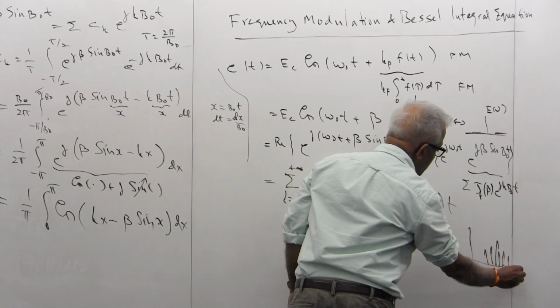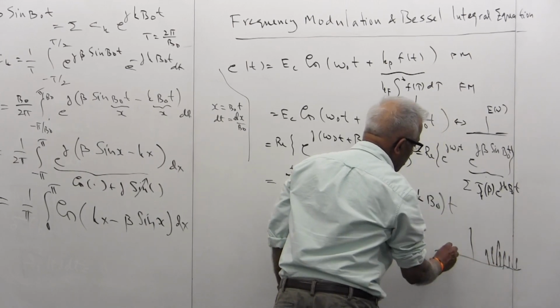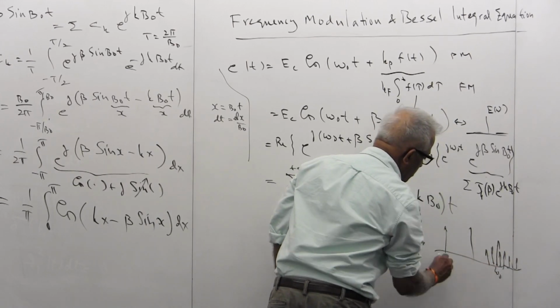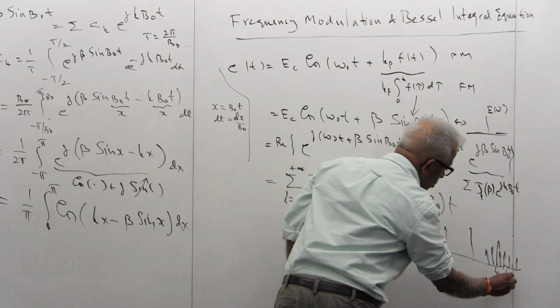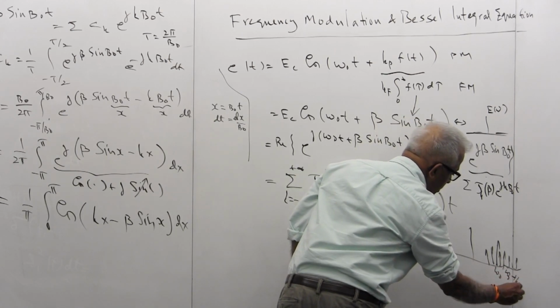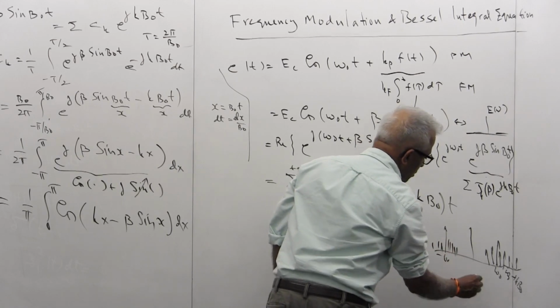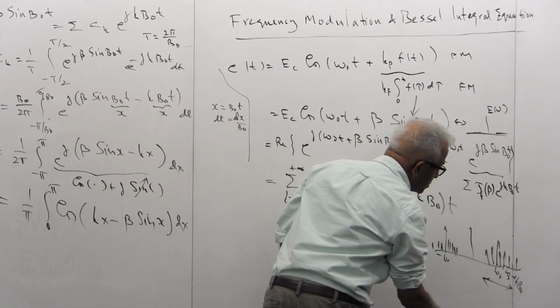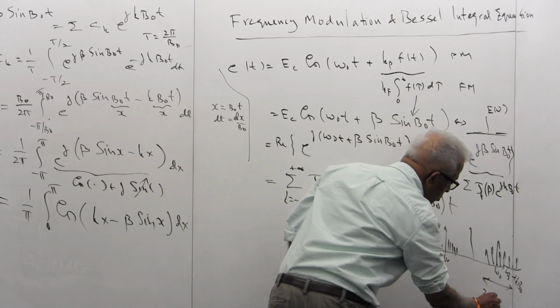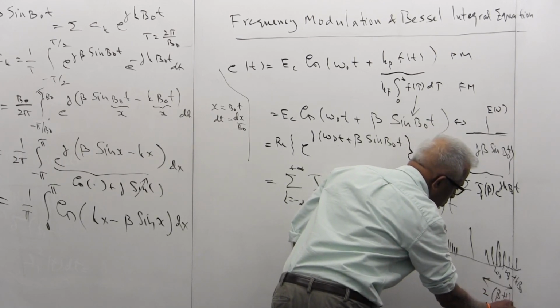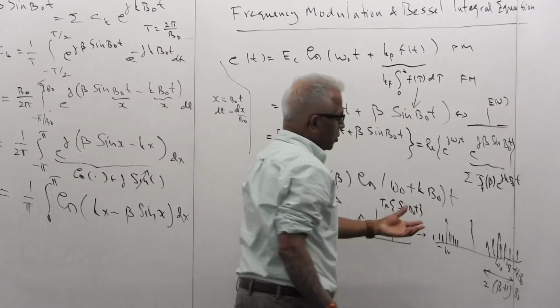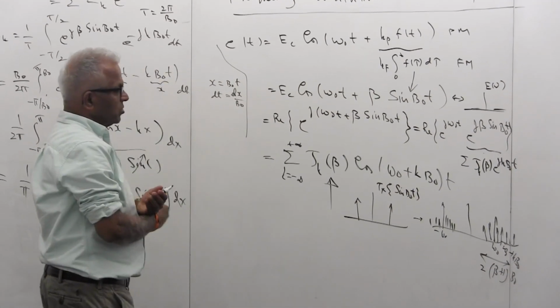So it occupies a decent bandwidth on both the sides. So this is omega naught minus omega naught. This is omega naught plus k beta b naught, etc. So roughly the bandwidth is 2 times beta plus 1 multiplied by b naught, approximately 98% of the energy.